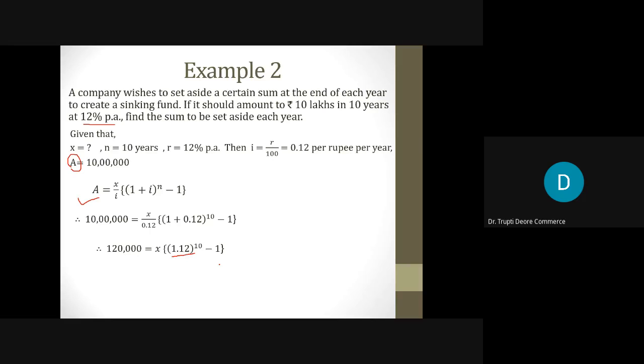Here 0.12 is divided to x. So when we transfer this here, it will be multiplied to 10 lakhs. So 10 lakhs into 0.12, you will get 1,20,000. So check whether it is okay or not.